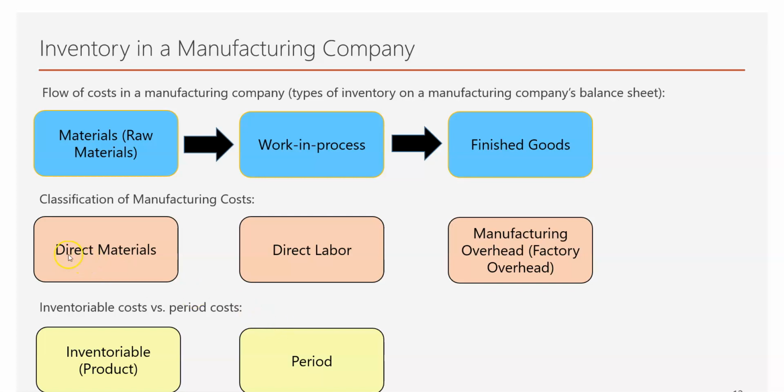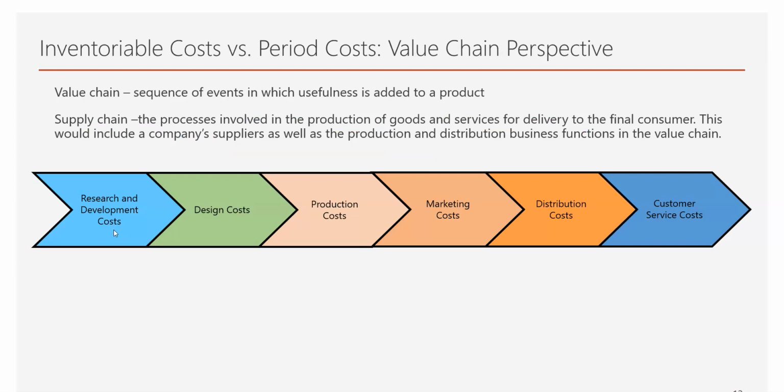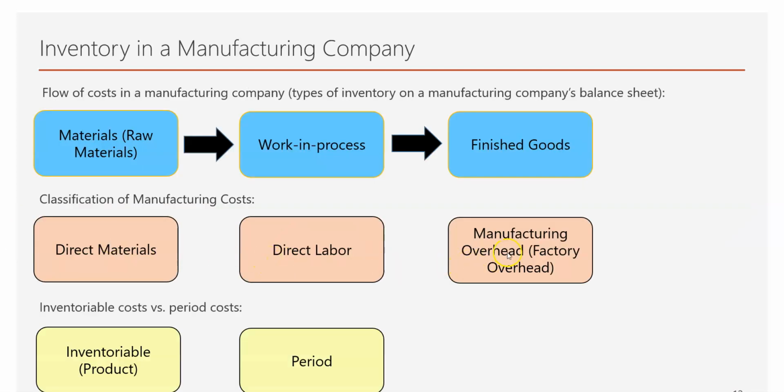So only these costs right here, the direct materials, direct labor, manufacturing overhead, are going to be considered inventoriable costs. And why are they inventoriable costs? Because these costs are incurred and put on the balance sheet as inventory. And then as units are sold, those units are expensed off as cost of goods sold.